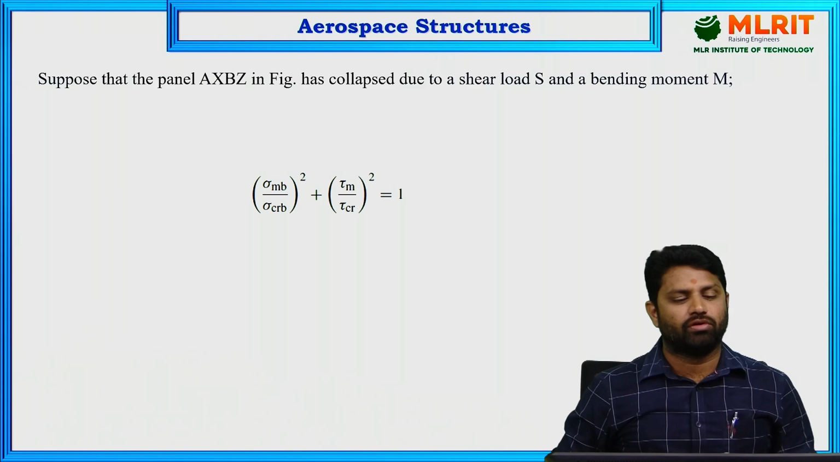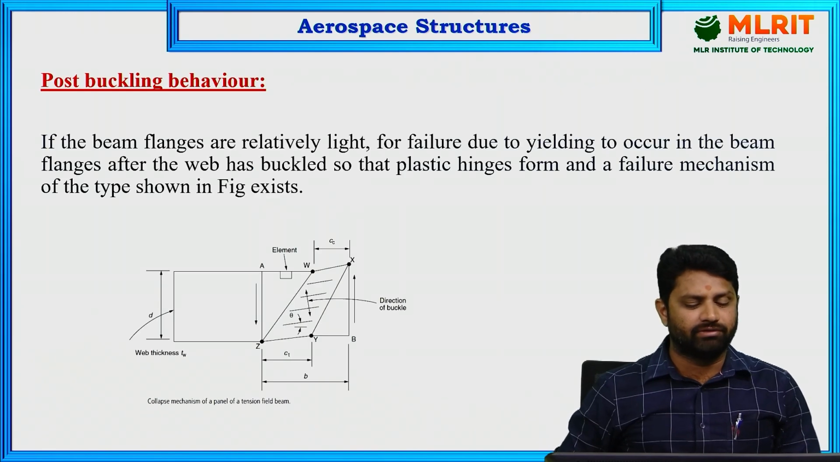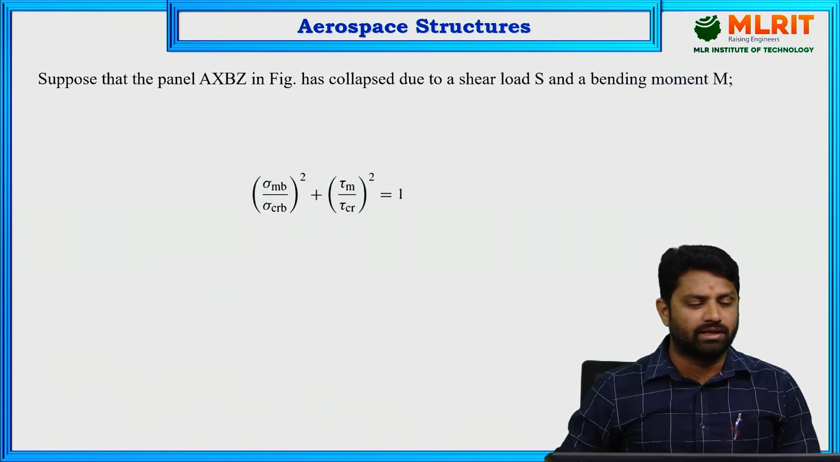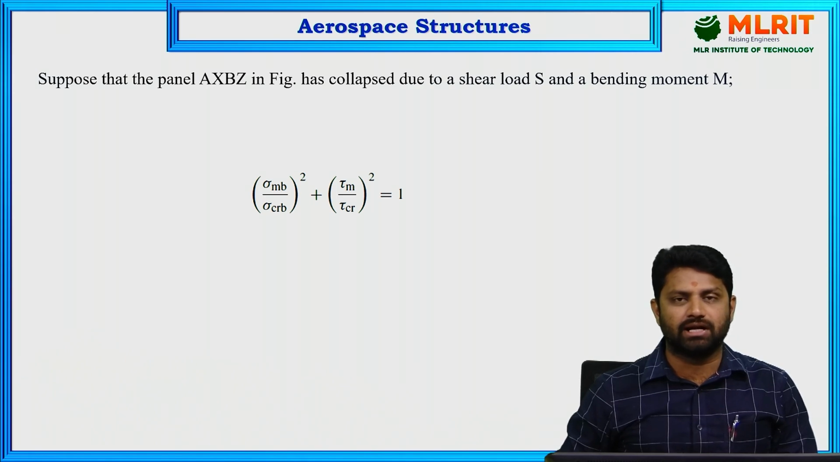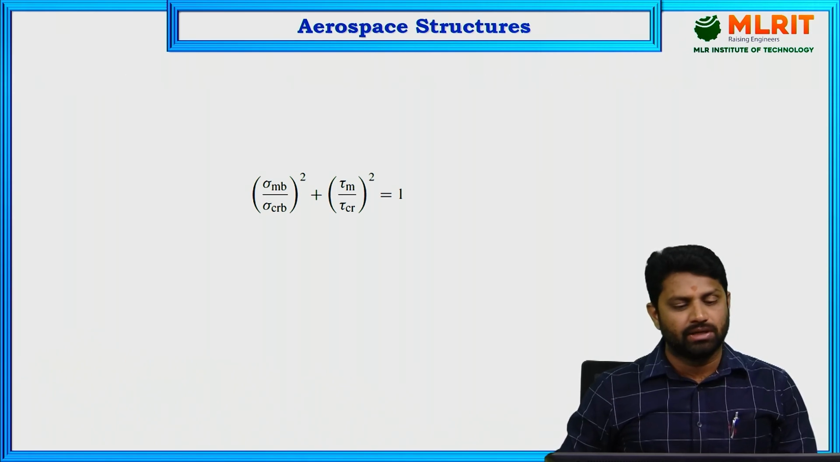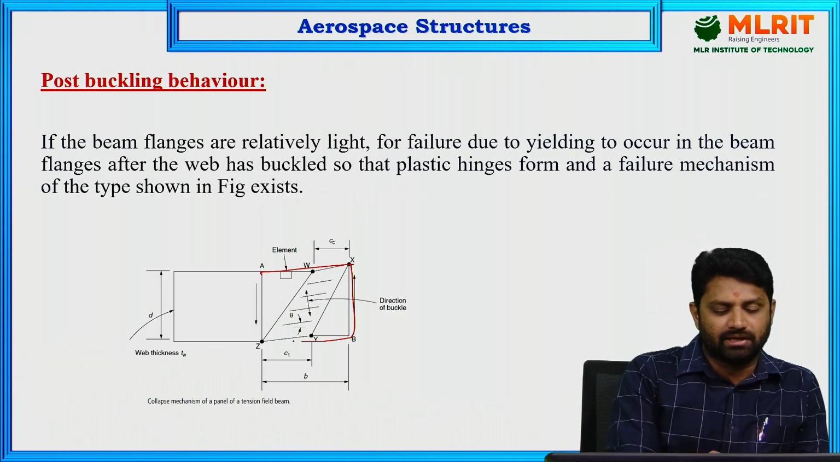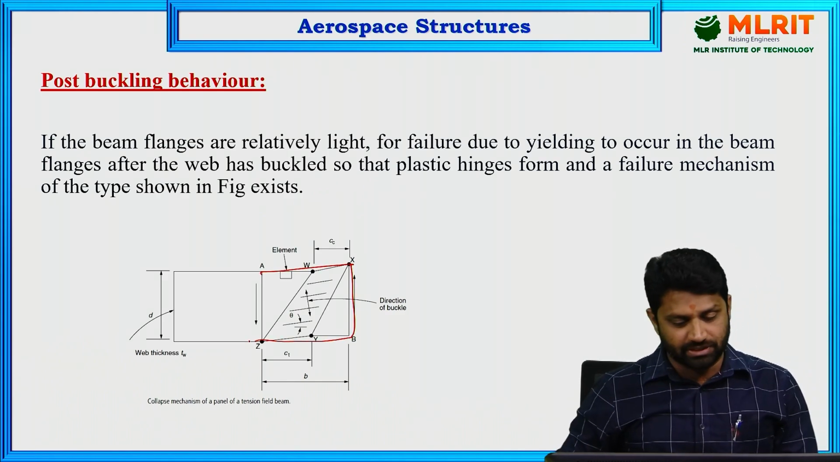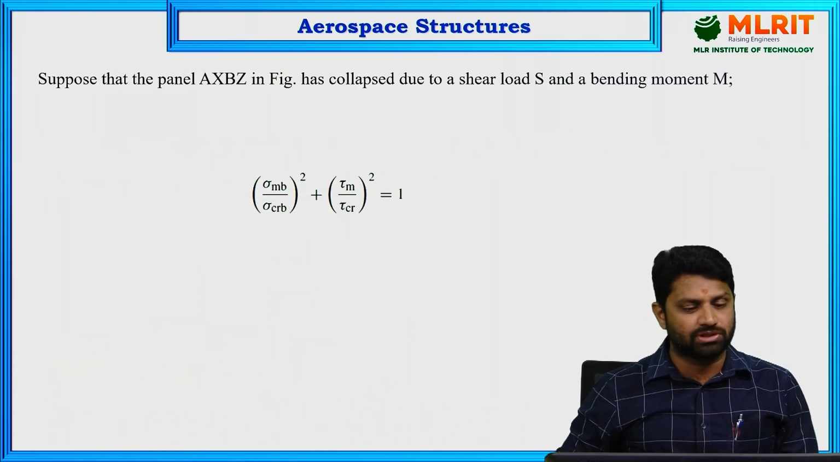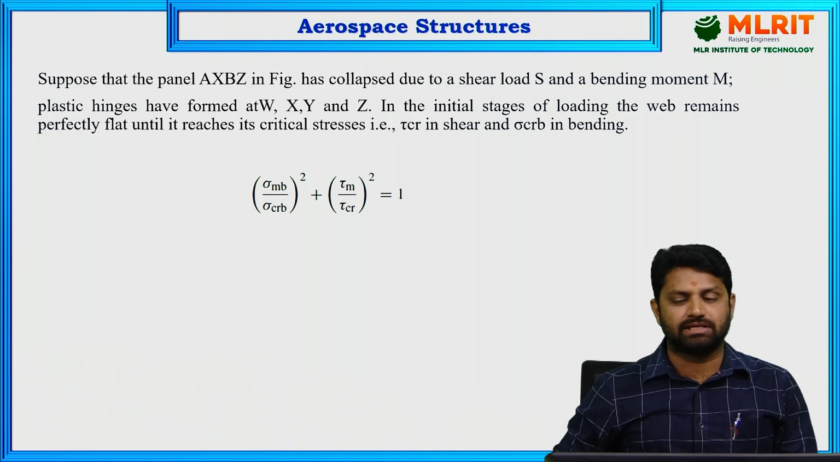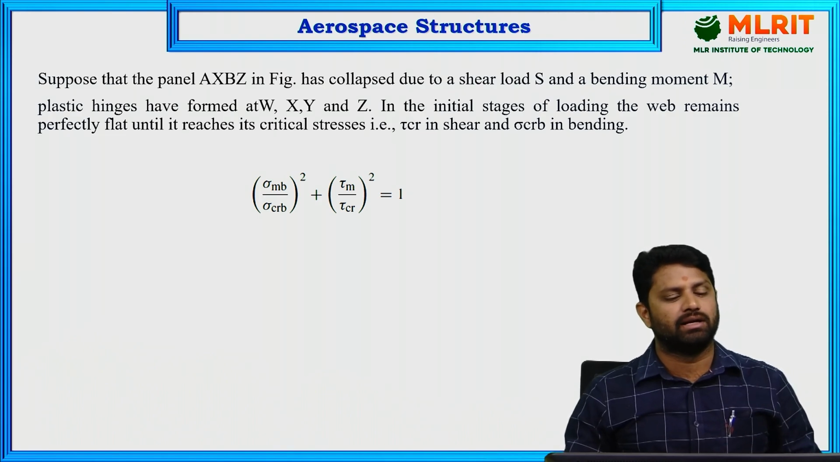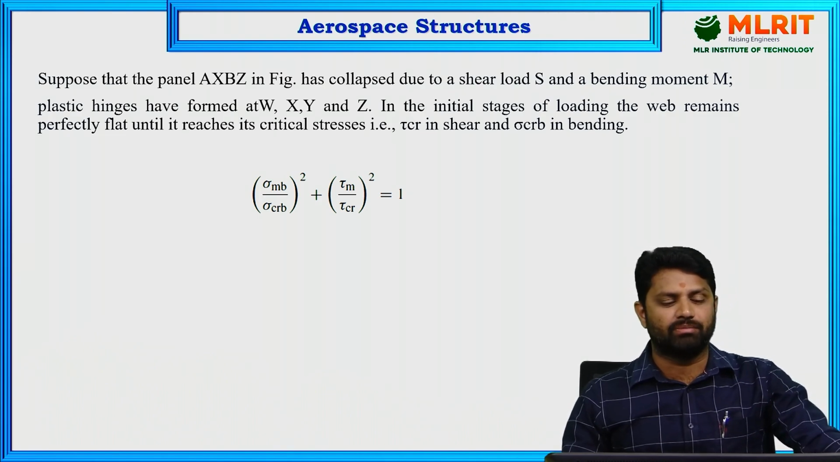If you look at this diagram and consider one panel that is collapsed due to a shear load S and bending moment M, the panel is nothing but A, X and B, Z. That is a panel which we have seen, and that panel has been collapsed. So for that panel, consider shear force as S and bending moment as M, and the plastic hinges are formed at W, X, Y, Z as we have seen in the diagram.